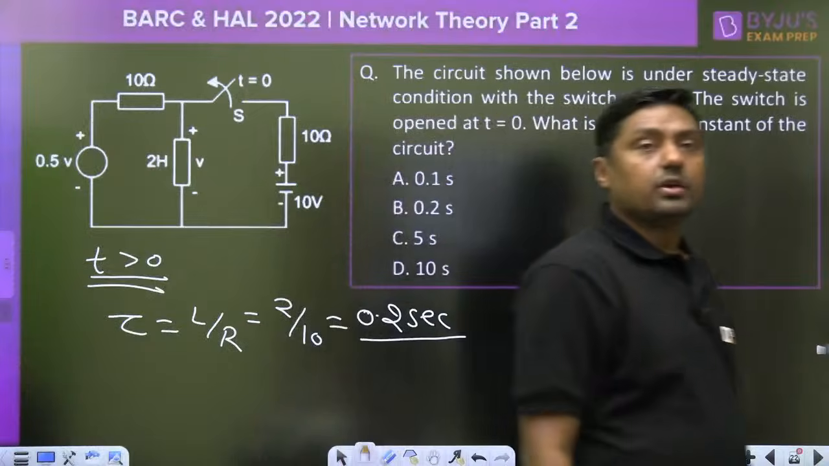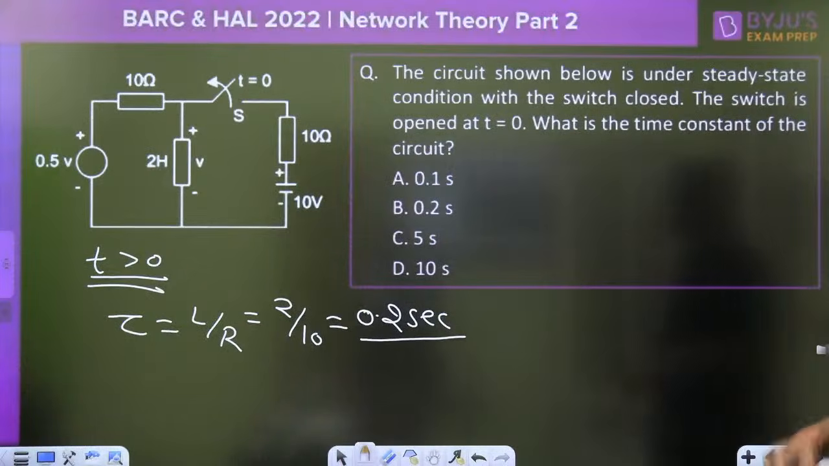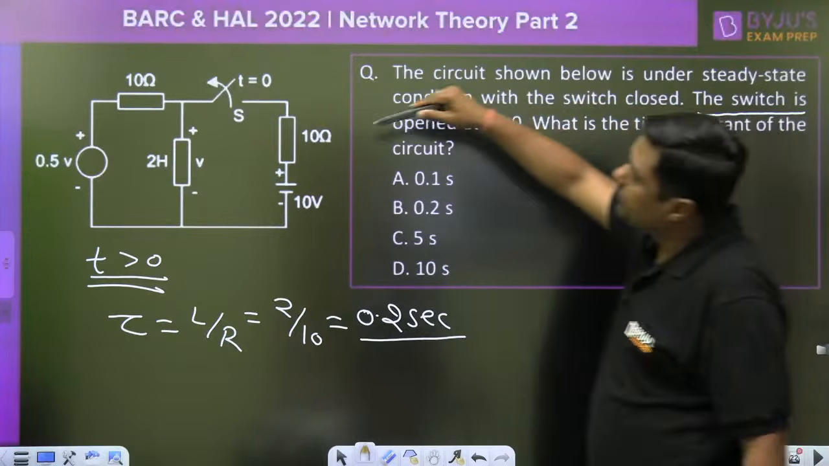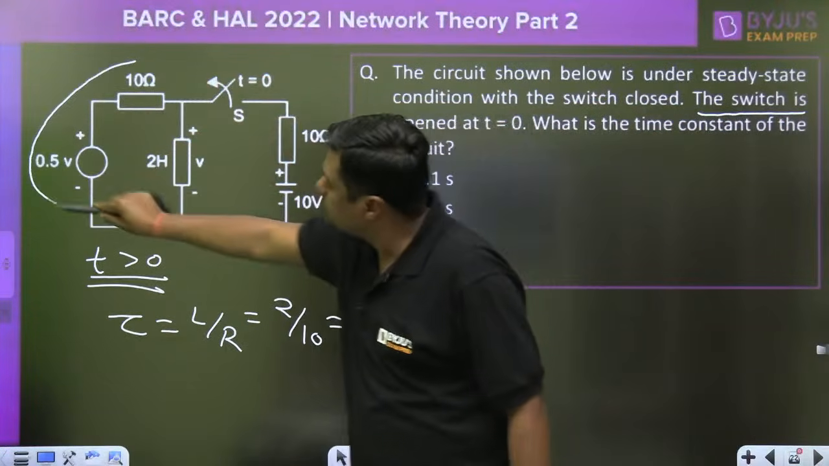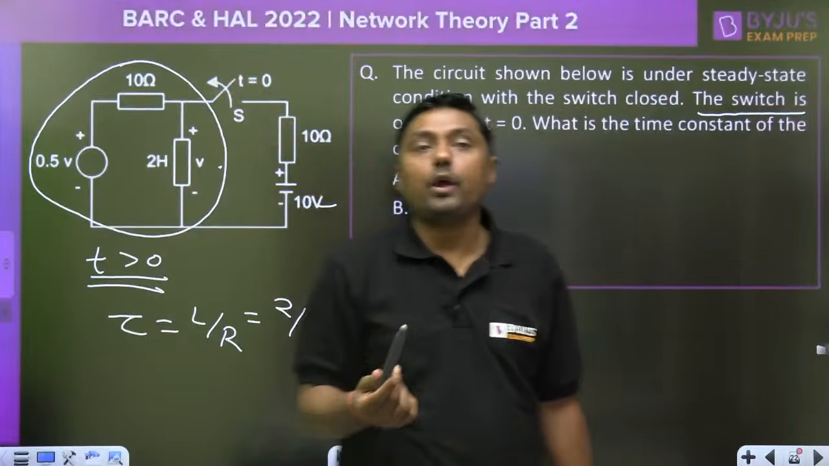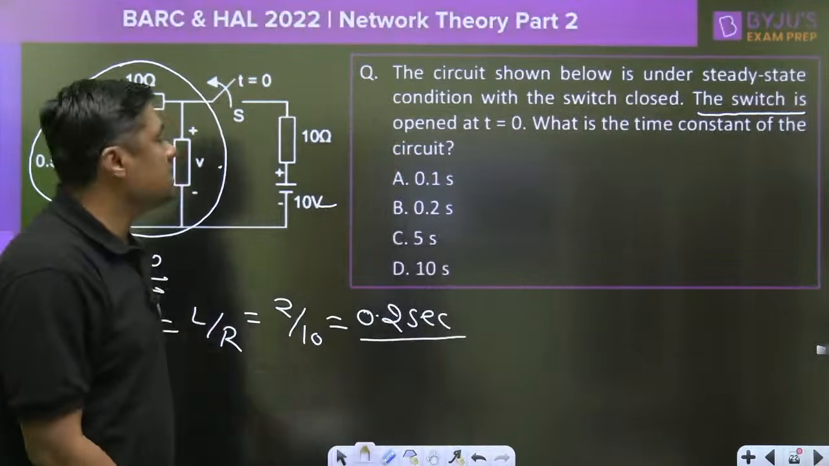0.2 seconds. Okay. तो यहाँ पर ध्यान दीजिएगा. When the circuit shown below, the switch is closed. What is the switch, opened or closed? Opened. जैसे ही आपने open किया, we have this circuit only. For this circuit, what is the time constant? L by R. That is what? 0.2 seconds. So B is the correct one.